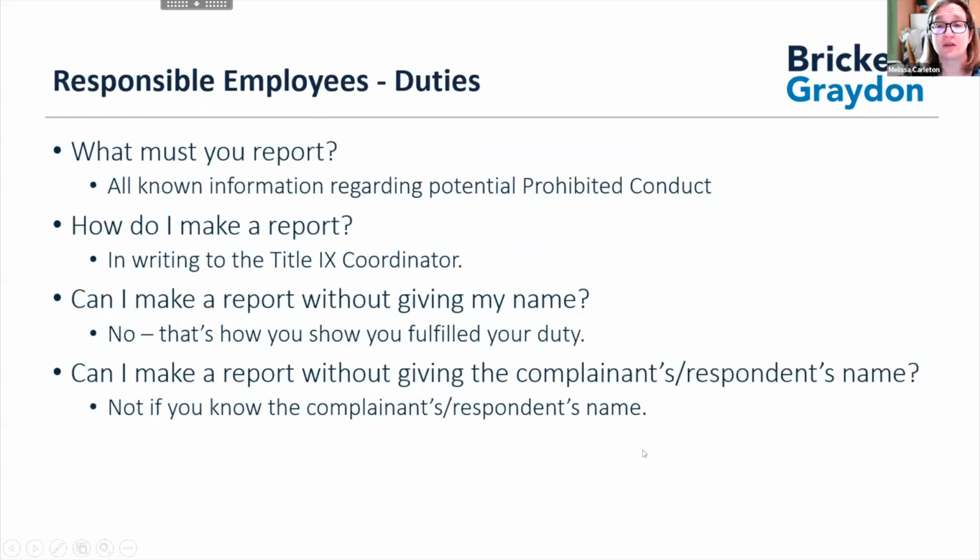All right, so if you are a responsible employee, what is your duty? You must report all known information regarding potential prohibited conduct. You make it in writing to the Title IX coordinator. You have to give your name because that's how we say, yep, they made their mandatory report. You have to give the complainant's name and the respondent's name if you know it, because again, all known information must be reported.